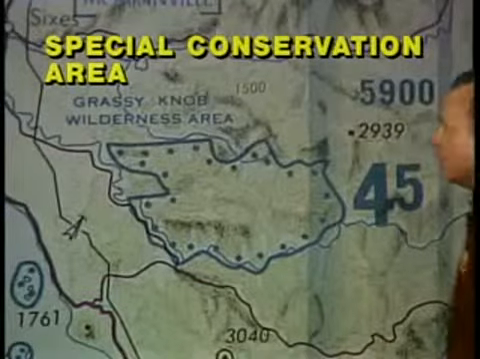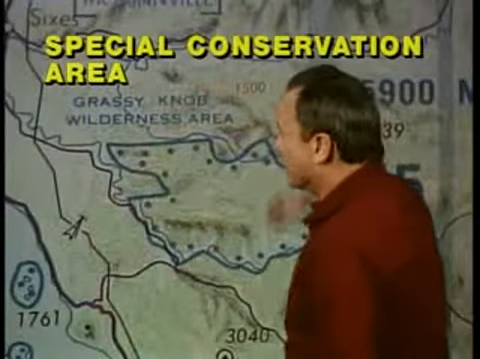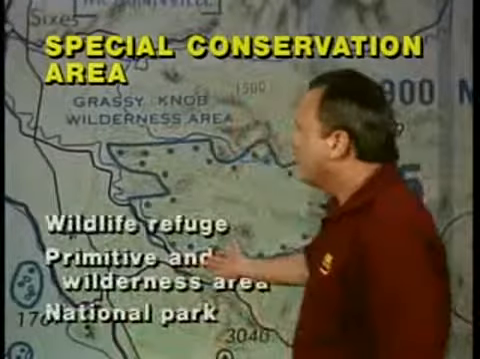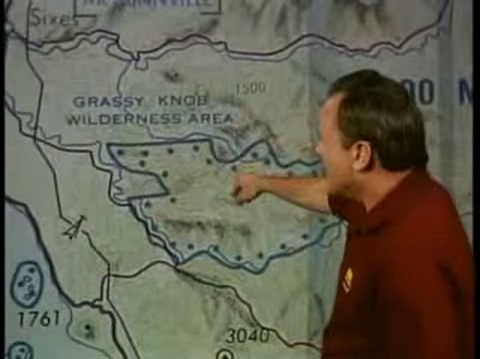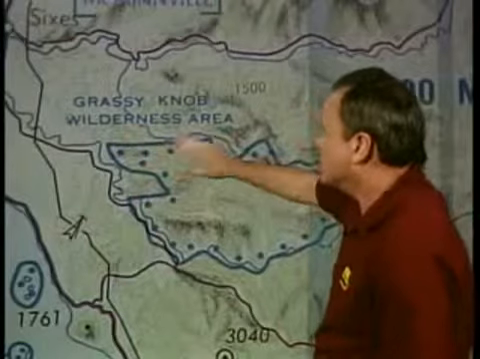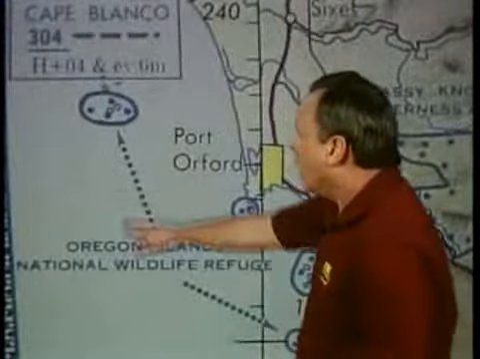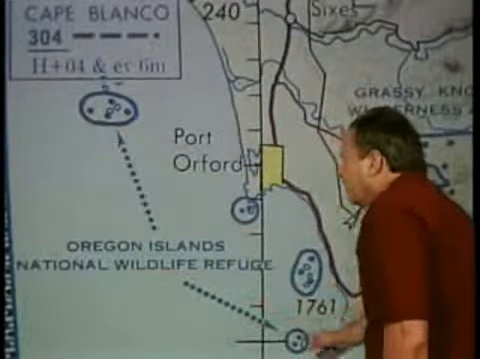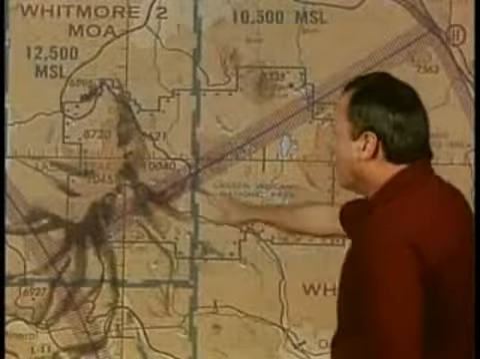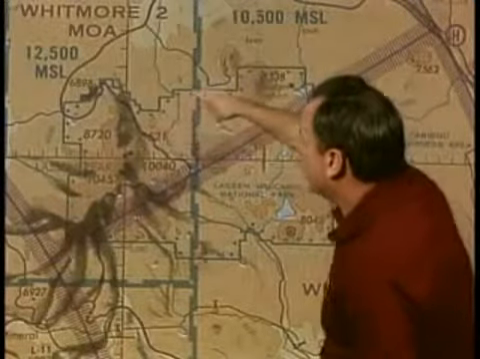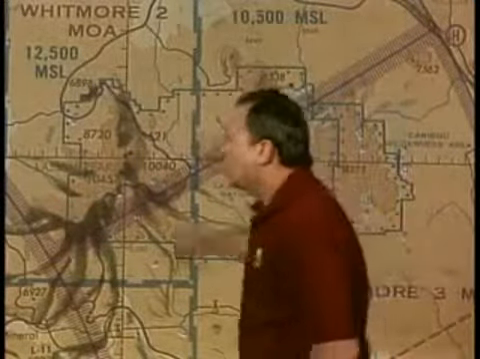Now, another kind of area we need to talk about is a special conservation area. Now, these areas include wildlife refuges, primitive and wilderness areas, national parks, and they're shown on the chart with a blue line with dots inside. For instance, here's the Grassy Knob Wilderness Area. On some islands, for instance, they have wildlife refuges. In this particular case, you see the Oregon Islands National Wildlife Refuge, and it's these islands, and they have the blue lines with the dots inside. Or national parks might be shown this way. For instance, in California, you might find the Lassen Volcanic National Park, and it has a line with the dots inside of it. And those are special conservation areas.